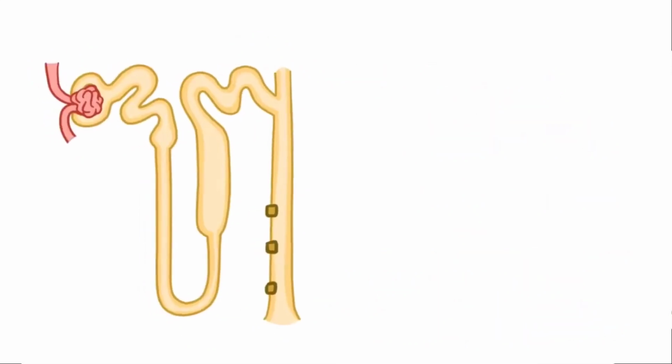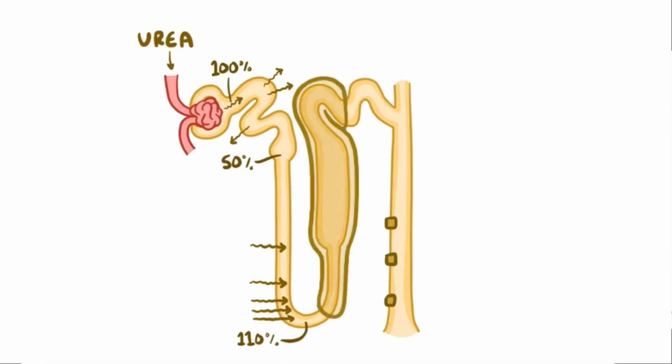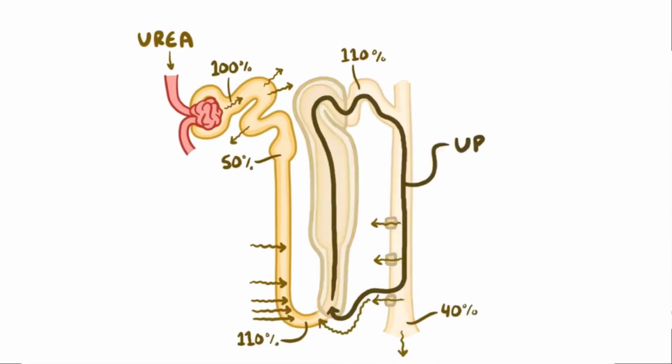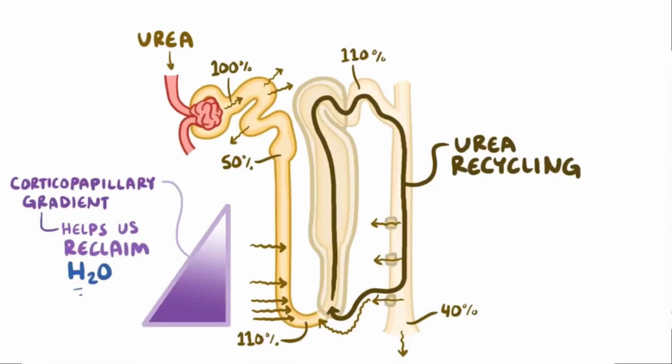Alright, as a quick recap. In the nephron, urea is freely filtered, and 50% is reabsorbed in the proximal convoluted tubule. But in the loop of Henle, urea is secreted back into the tubule, and by the bottom it's 110% of the filtered load. Urea can't move across the tubule in the ascending limb of the loop of Henle as well as the first part of the distal convoluted tubule, and doesn't get reabsorbed until the last part of the collecting duct, leaving 40% of that original filtered load to be excreted in the urine. A part of that reabsorbed urea is secreted back into the loop of Henle, and this is called urea recycling, which helps establish the corticopapillary gradient, which helps us reclaim water that was filtered into the nephron.